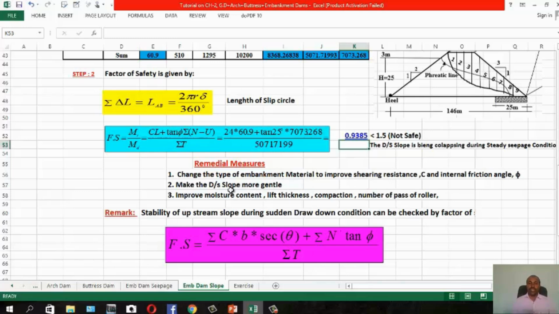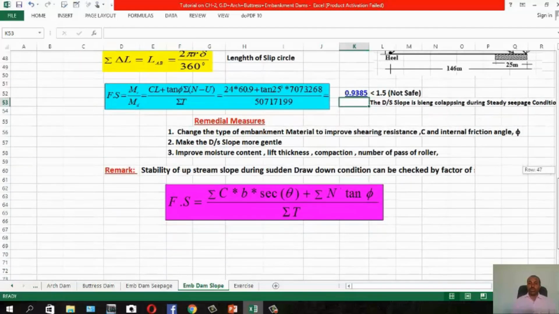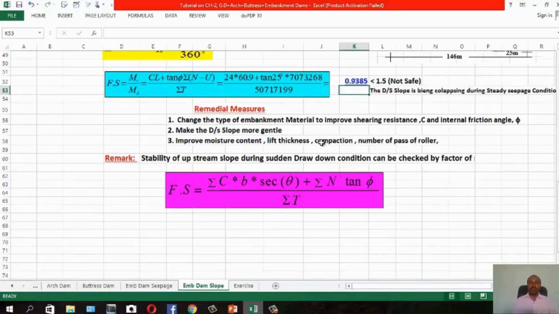You can also improve moisture content, lift thickness, compaction, and the number of passes of the roller machine, etc. During compaction, you can improve the moisture content again. Moisture content to get what? Just maximum dry density and maximum compactive effort. If you maintain the maximum dry density and moisture content, you will have a good compactive effort, maybe 95% and above.